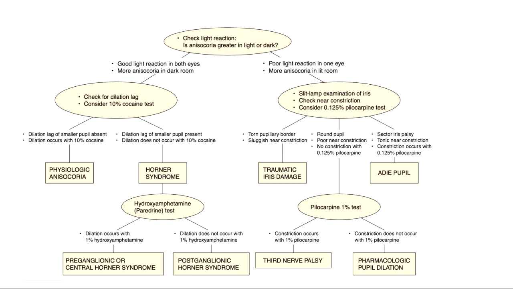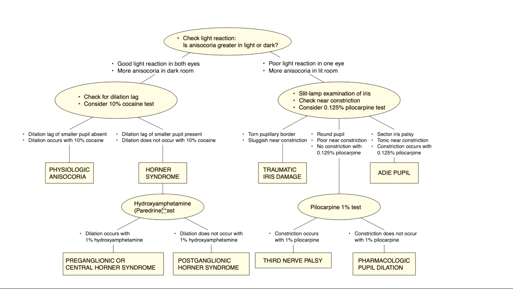So this is just a brief summary. Once you see anisocoria, you're going to check in the light and in the dark. Is the anisocoria greater in the light or in the dark? If it's more anisocoria in the dark, in a dark room, then we're thinking Horner syndrome, all right? Then we do our cocaine test, and dilation does not occur with cocaine. So we're going to do the hydroxyamphetamine test.